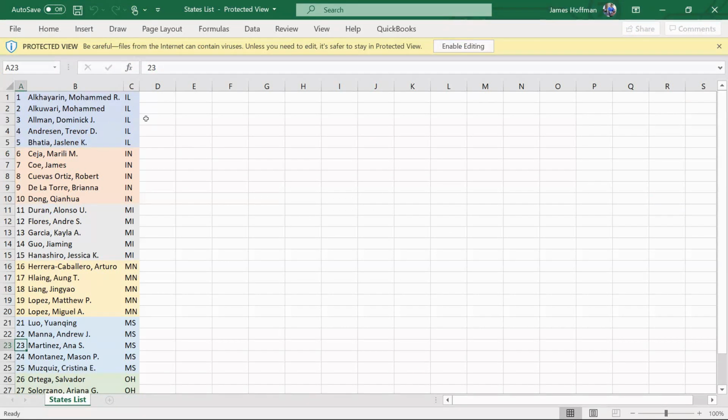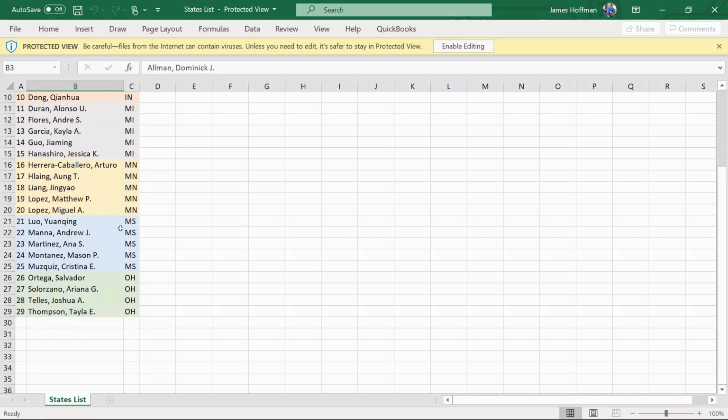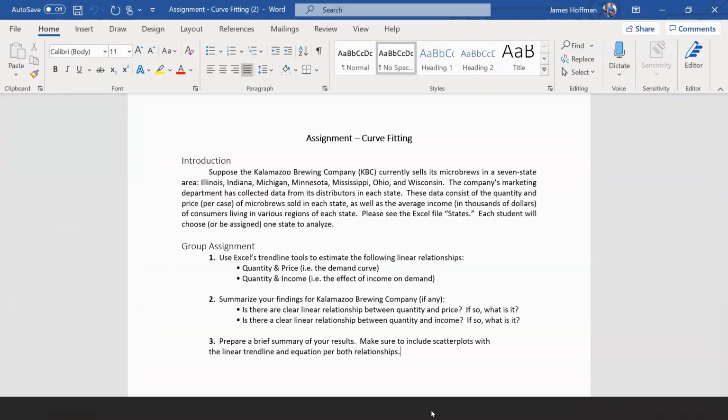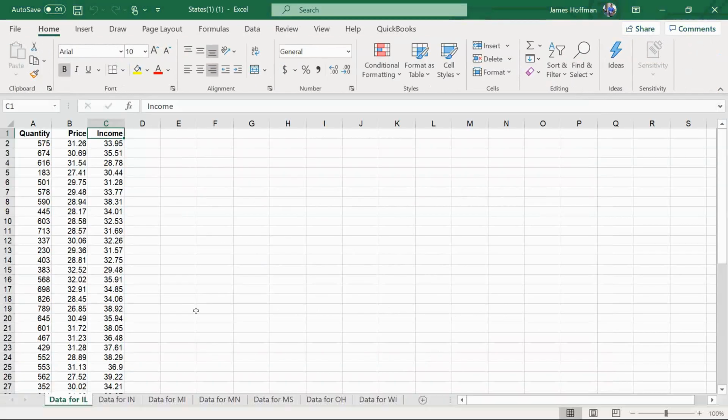Okay, so I assigned everyone to Illinois, Indiana, Michigan, Minnesota, Mississippi, and Ohio. That leaves one state left I can use as an example, which is Wisconsin. So I'll do a few things with Wisconsin, and then you do the same for your state. And it really shouldn't take too long. It's just making a few graphs and trend lines, and then just interpreting the equation basically.